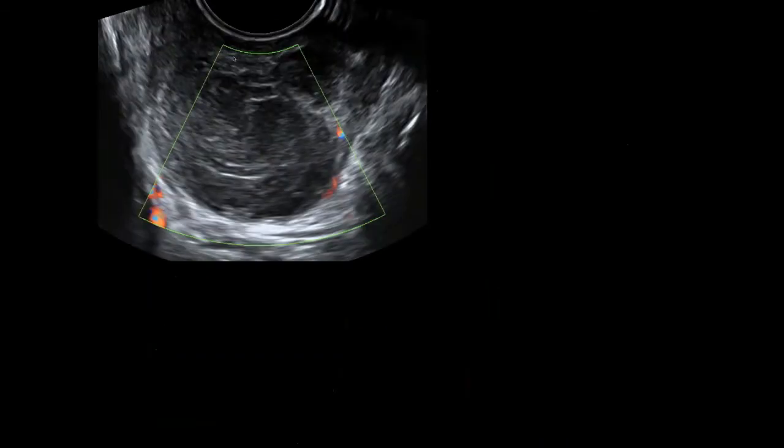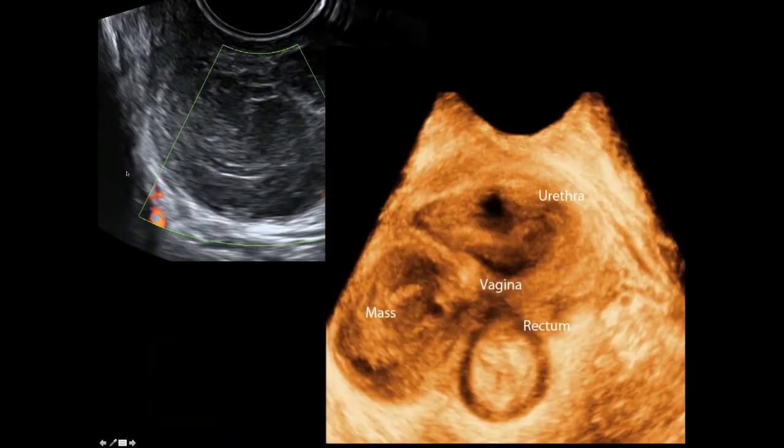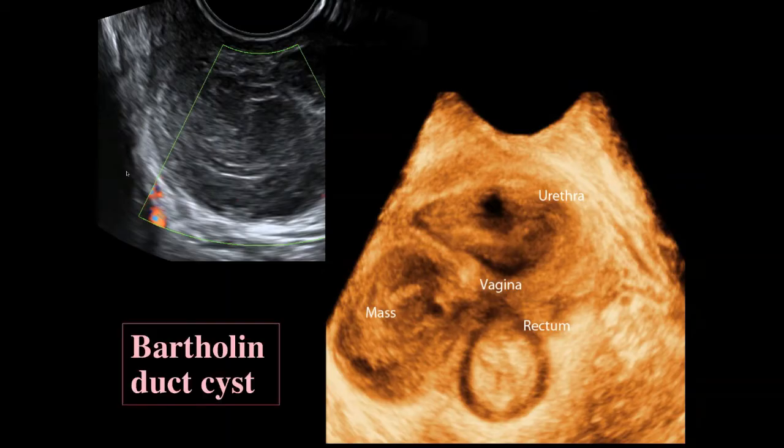So here we are looking at it more closely, so you can get really up close to it right here, and you can turn on the color, which is what we did, and there's not a drop of color in there. And so what could that be? Well, you've got a mass with no color that's next to the rectum. This is a Bartholin duct cyst is what it was.